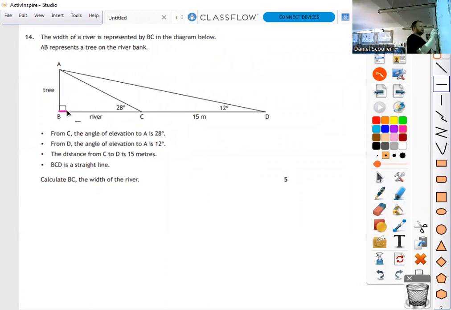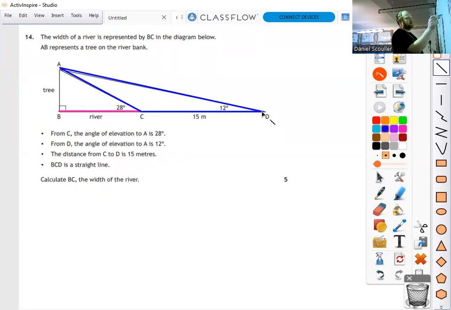We'll identify the side that we're trying to calculate. So it's letter B to C, that I've identified in pink there. What are we given? Well, we're only given C to D, and that is one of the sides of that triangle there that I've outlined in blue. Now we've only got that bit of data.